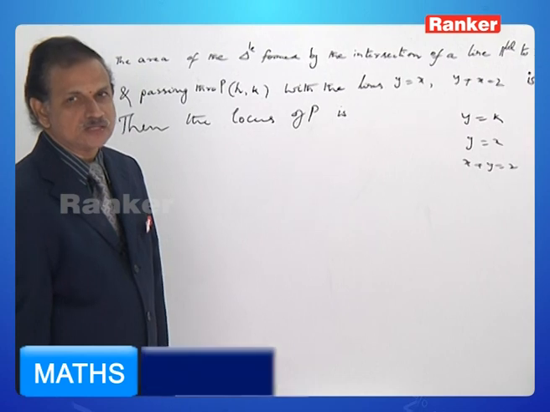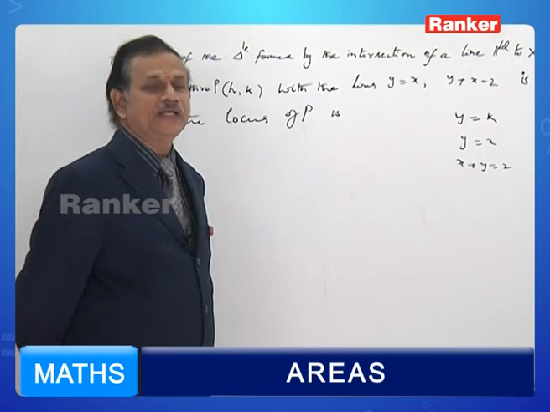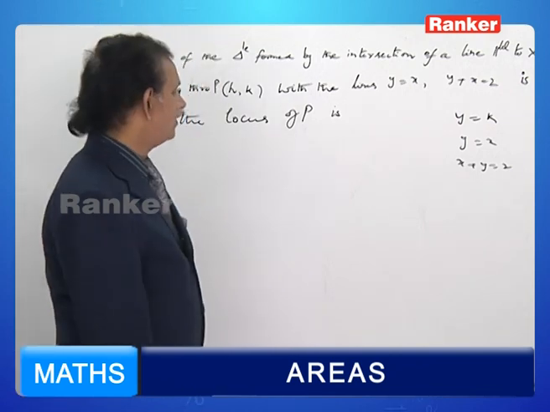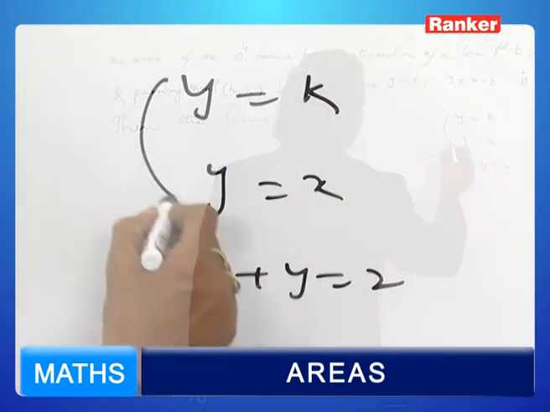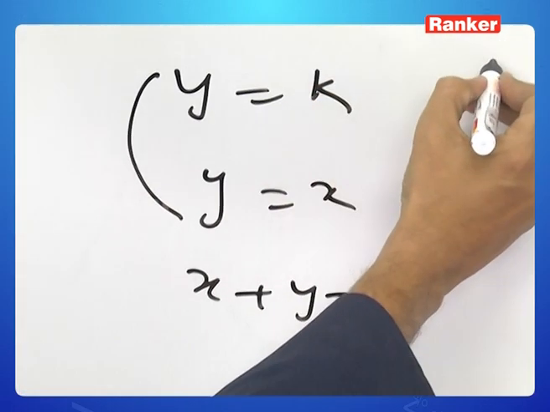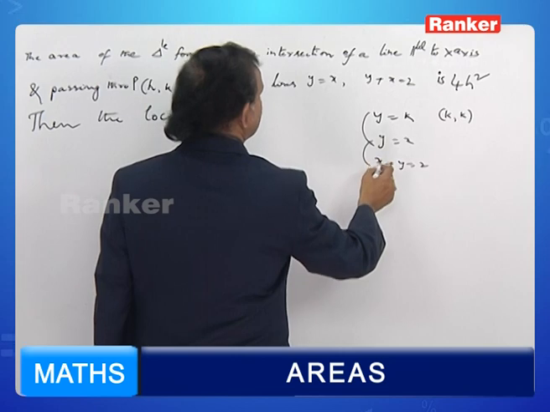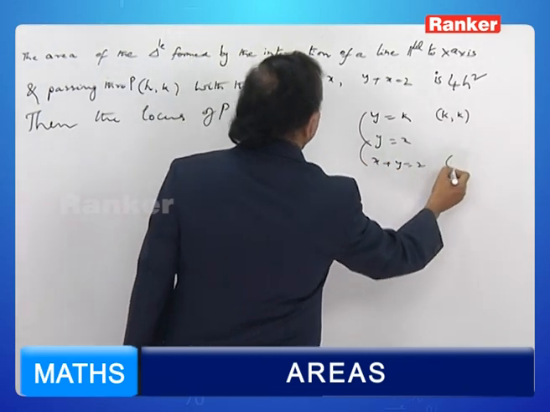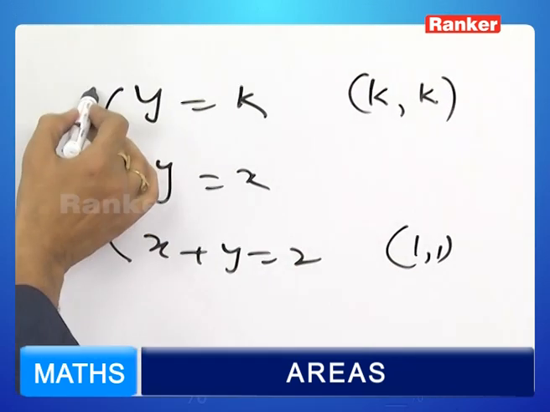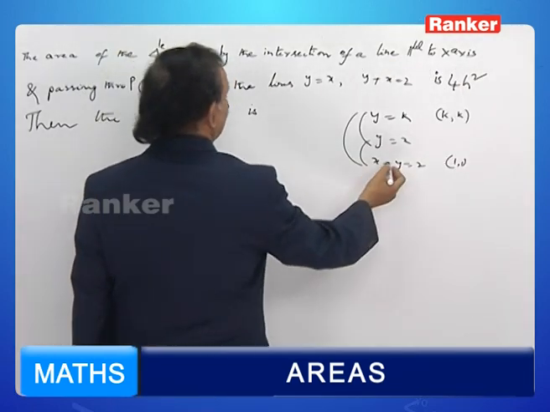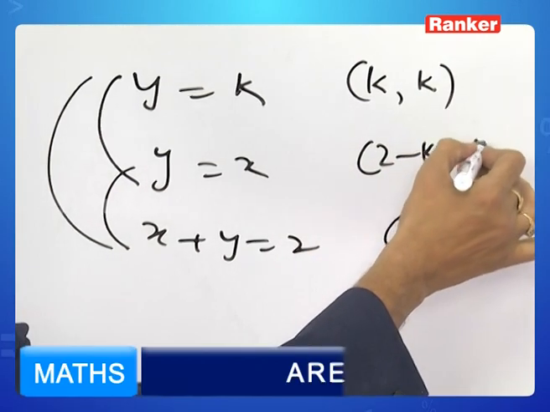Then the locus of P is, first of all, you have to find the area of the triangle formed by those three lines and equate it to 4h square. How to get the area? Let us first of all find the vertices of the triangle. These two meet at (k, k). These two meet at, in place of y, x plus x, 2x is equal to 2, at (1, 1). And these two meet at, if you place y as k, then x is equal to 2 minus k, at (2 minus k, k).